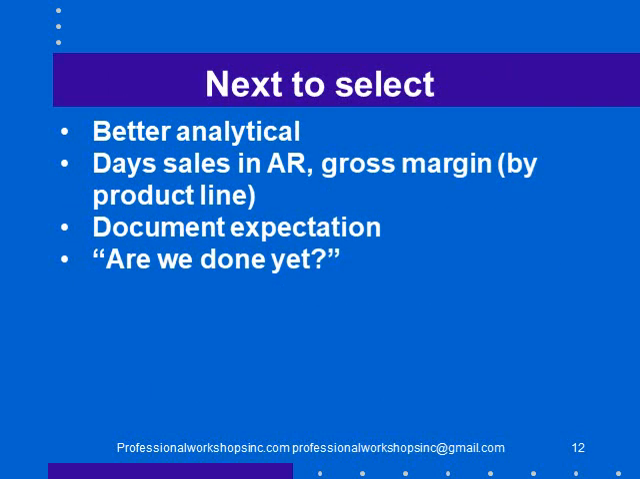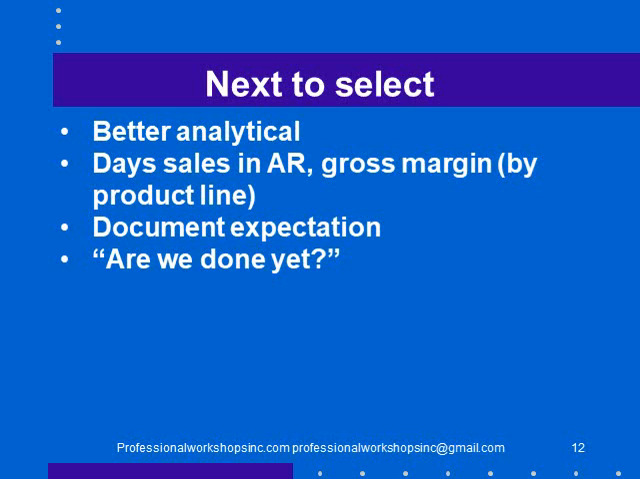So the next to select is a better analytical procedure. Not just sales this year to last year, but days sales in receivable, gross margin by product line, something like that. That's a better analytical procedure, gives us more evidence. Document an expectation. Are we done yet? Maybe we're awfully close now. A couple of good analytical procedures.